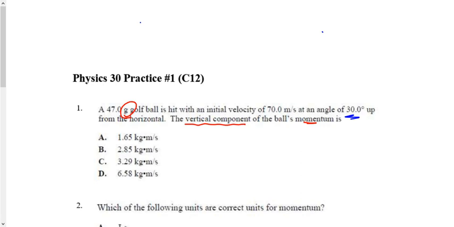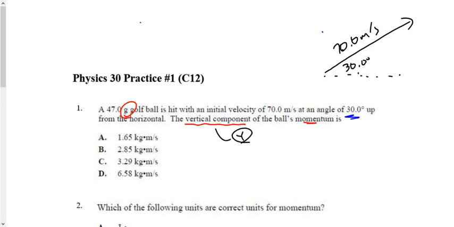Well, what do we got to do with it? Well, we got to break it into its x and y components. In this case, the vertical component, which is the y component. So let's do that now. To do that, we take it off to the side here. We draw it. There's my 70 meters per second. And there's my angle right here, 30.0 degrees.